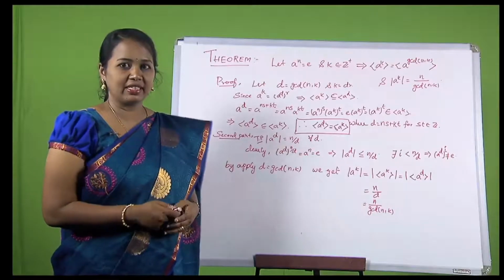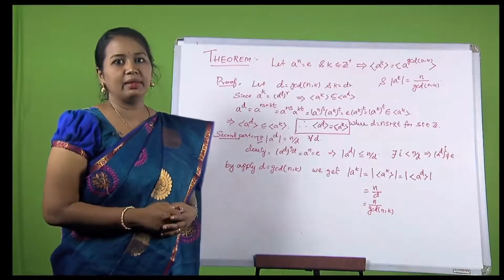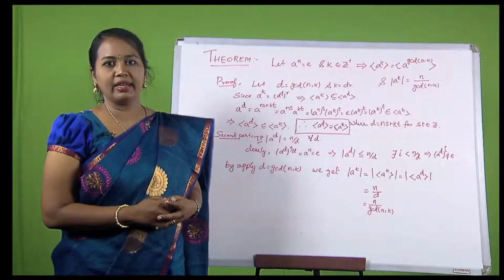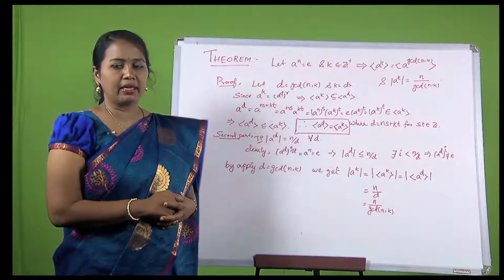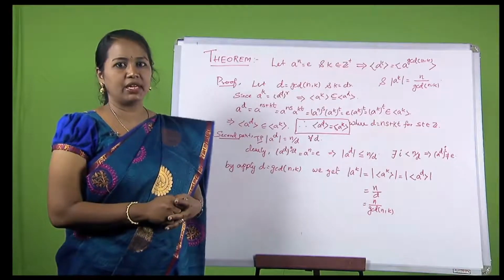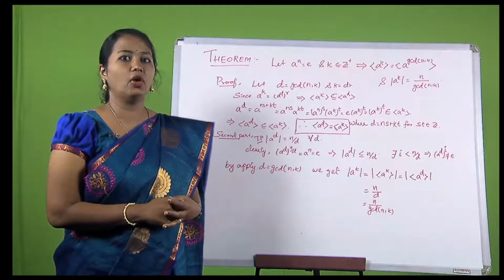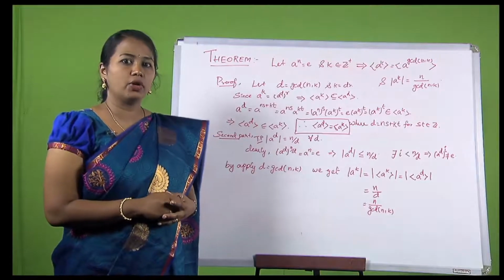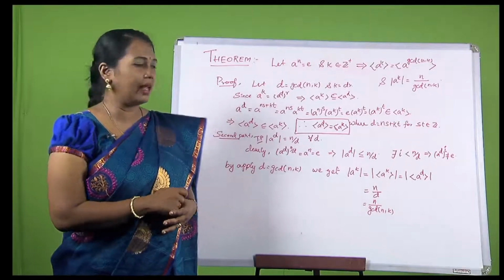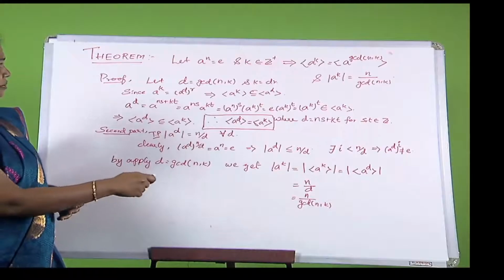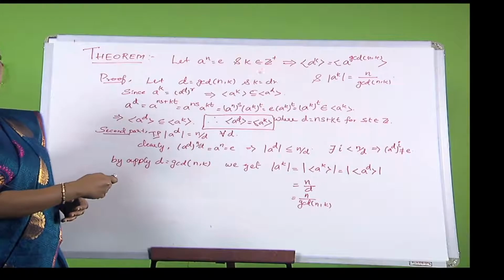We shall now see the next theorem. Let a be an element of order n in a group and let k be a positive integer. Then the group generated by a power k is equal to the group generated by a power GCD of n comma k, and the order of a power k is equal to n by GCD of n comma k. So this is the statement here, where k is some positive integer.